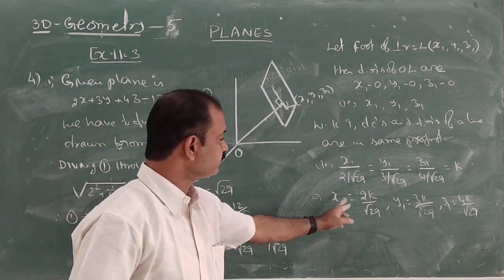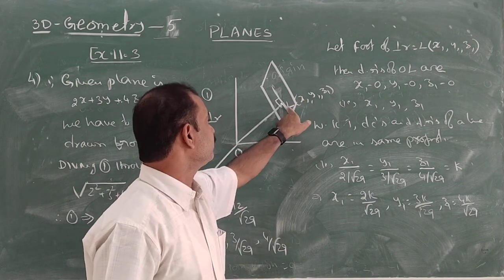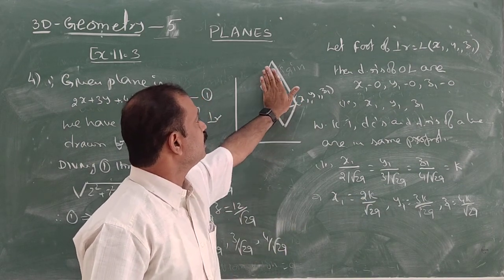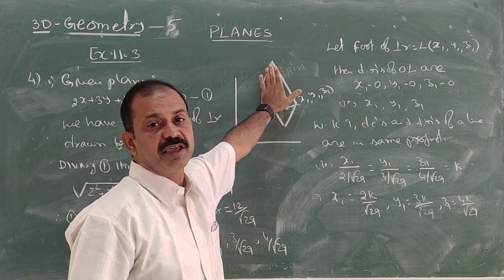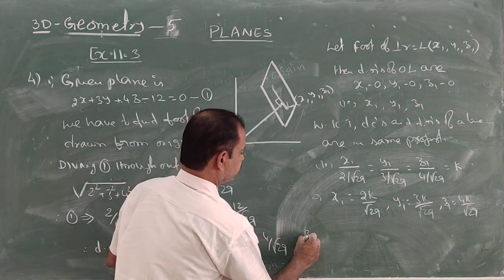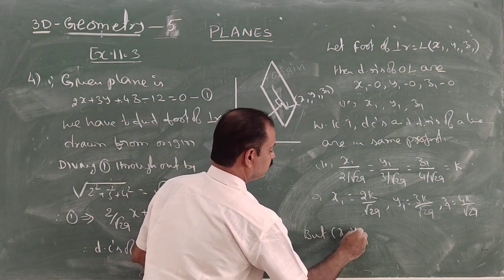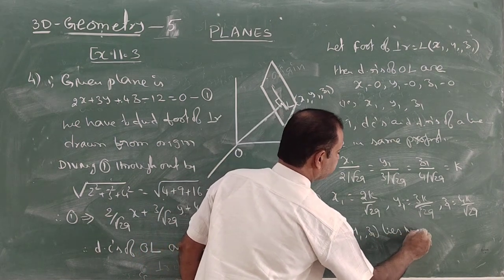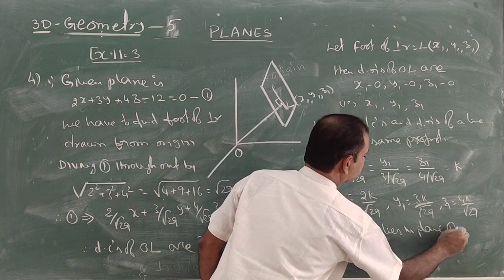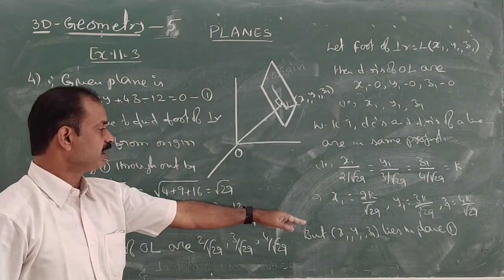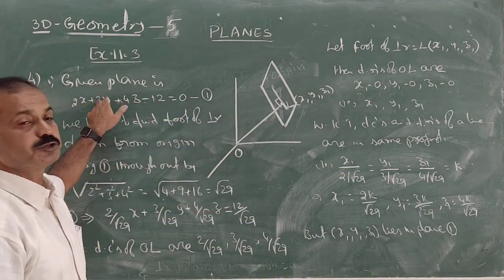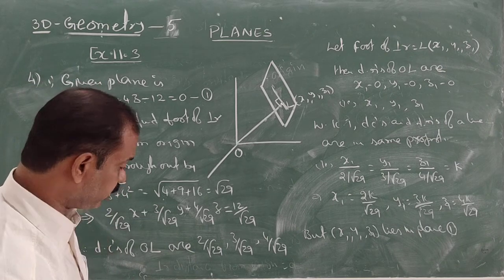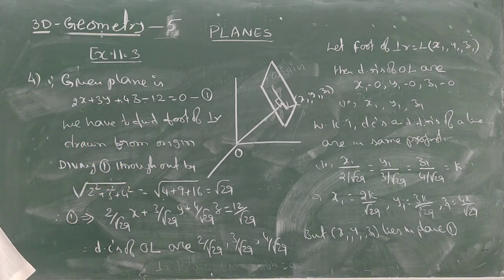But where are these x1, y1, z1? x1, y1, z1 are lying in the plane. But x1, y1, z1 lies in plane 1. When they are lying in plane 1, substitute in 1, by substituting in 1.